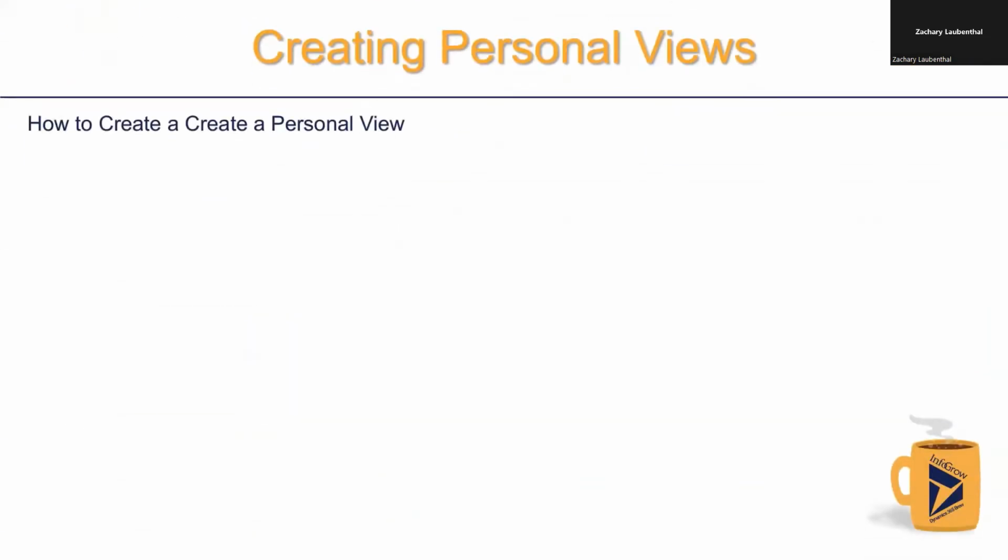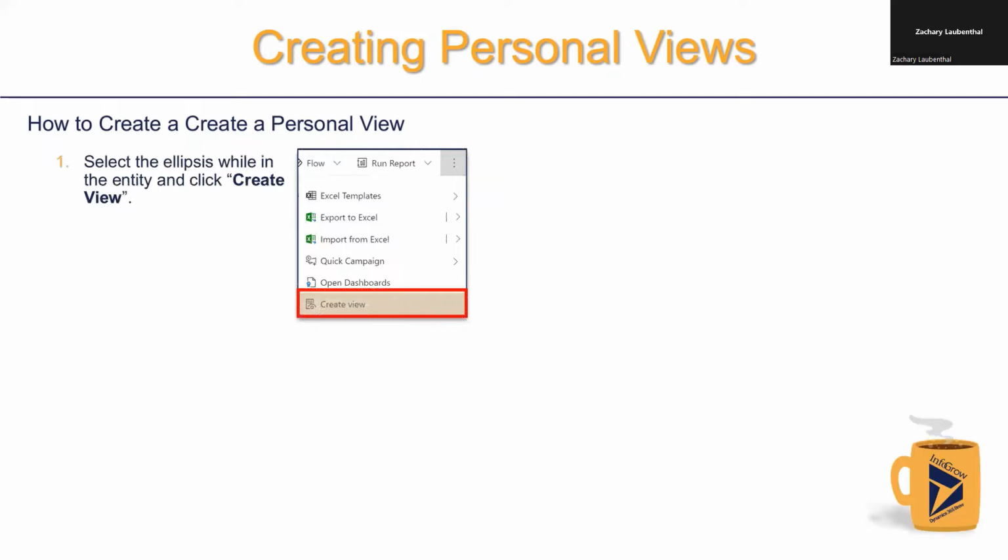Let's say, for example, that you frequently need to work with accounts that are located in the state of Ohio, as Ohio sales are specific to your responsibility. Naturally, there's probably not going to be a system view set to show only the accounts in Ohio, as this would clutter the list of system views for others and make it harder for them to locate the views that they need to use. So what you can do is simply create a personal view. To create a personal view for this example, first, from inside your desired entity, in this case the account entity, select the ellipsis from the ribbon bar and click Create View.